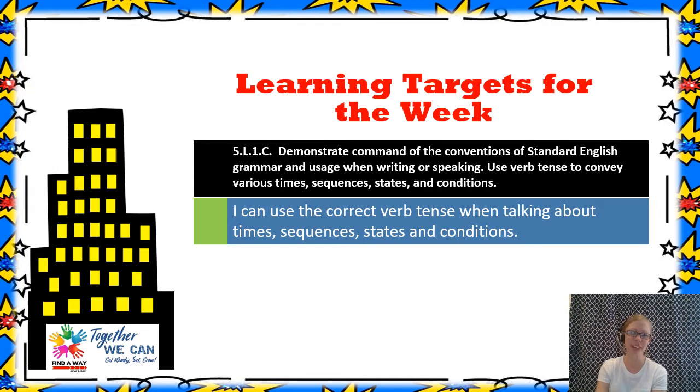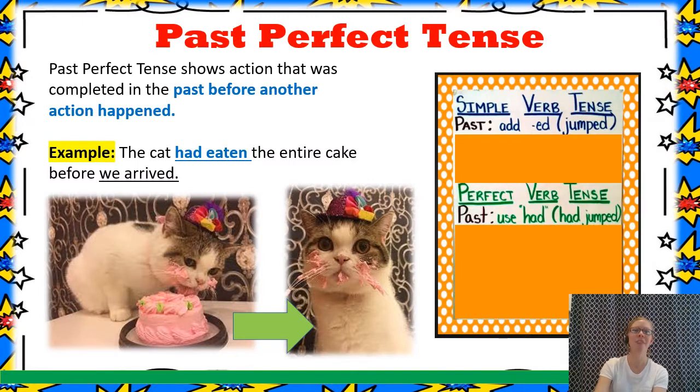When we say perfect past, or perfect future tense, we're meaning verb tenses that have more complex time relationships. So we're going to practice today using correct verb tense when talking about times, sequences, states, and conditions. So let's start off with past perfect tense.